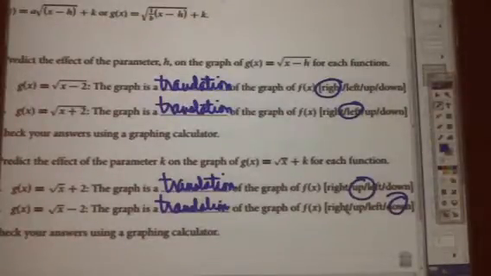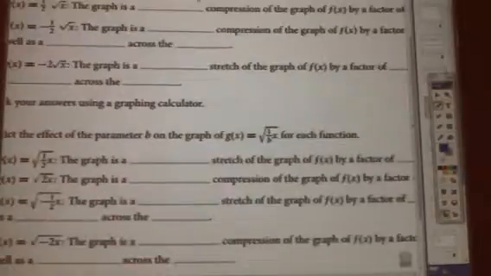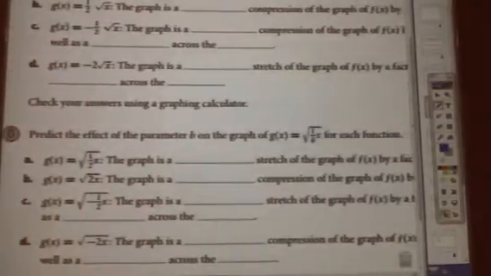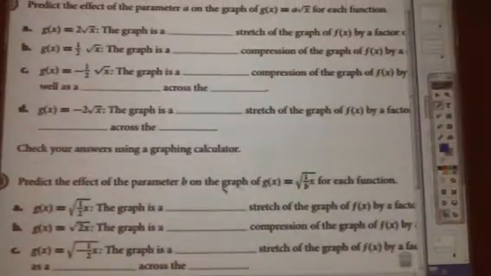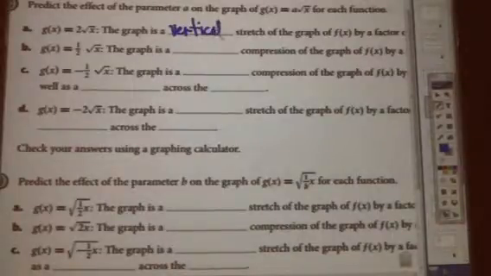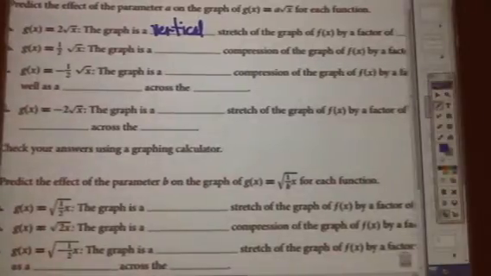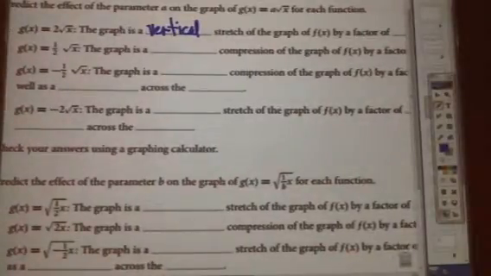Page 591 at the top. Predict the effect of the parameter A. Now we're talking about the A, which is out in front. So we know out in front is a what? Vertical stretch. It doesn't change. It is what it is. Vertical stretch by a factor of 2.